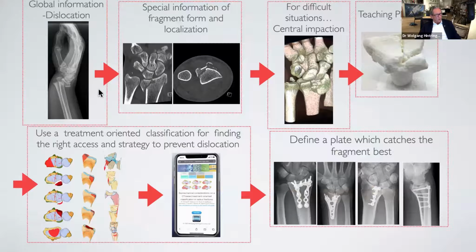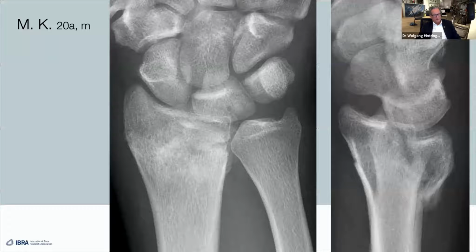So how do we come to a solution? What plate will catch the fragment best? We have the global information with our plain X-ray. We get special information over the CT scan, and maybe over the 3D scan and some models for teaching and planning. Then we use a treatment-oriented classification to find the right access and strategy to prevent dislocation. Define a plate which catches the fragment best.